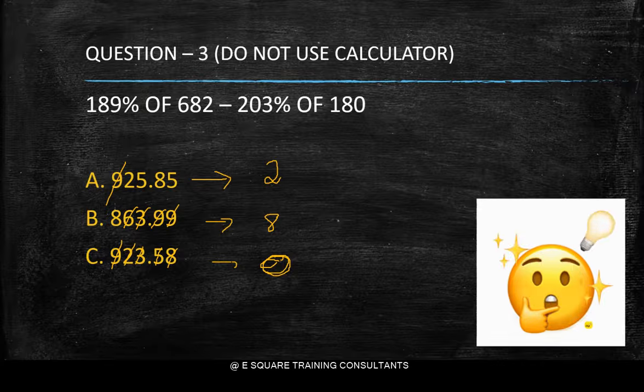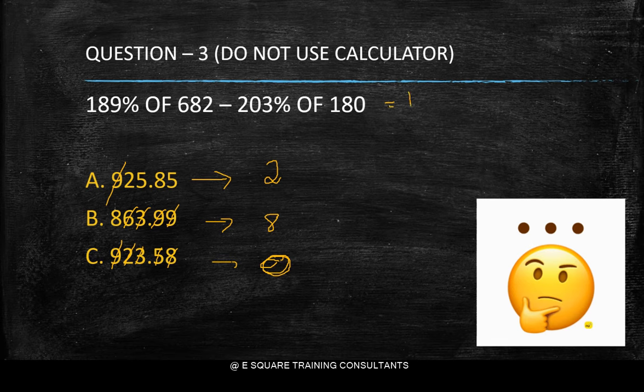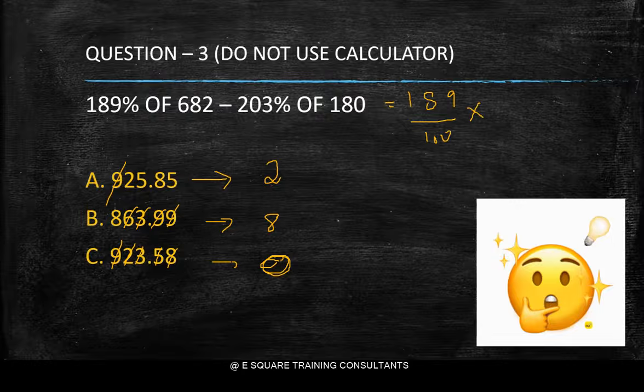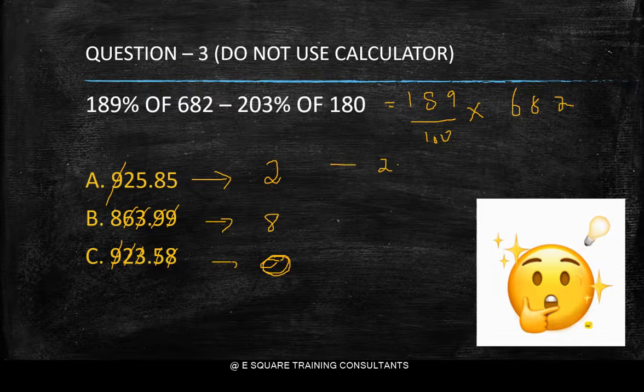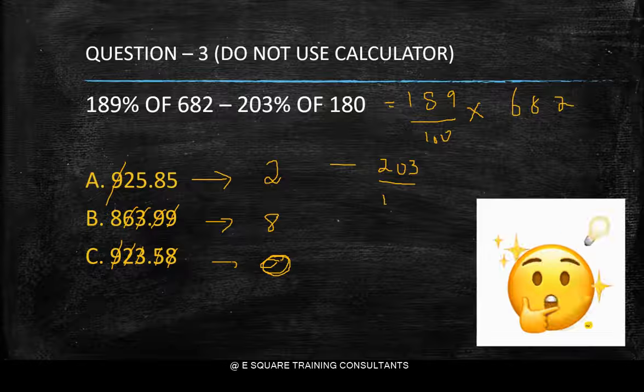So let's calculate the digital root of the numbers in the question. So this I am going to write as 189% by 100 of. So as you all know, in the place of of we generally multiply. 682 minus 203 percentage. So again 203 by 100 of 180. So let's calculate the digital root of every number.